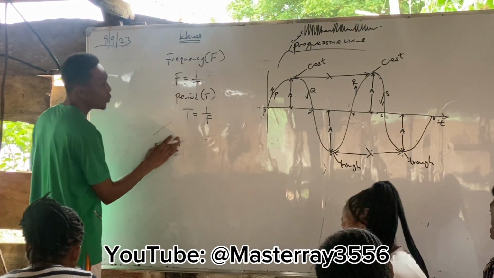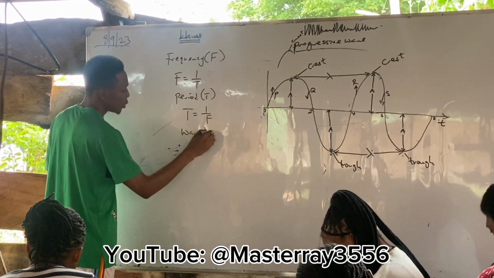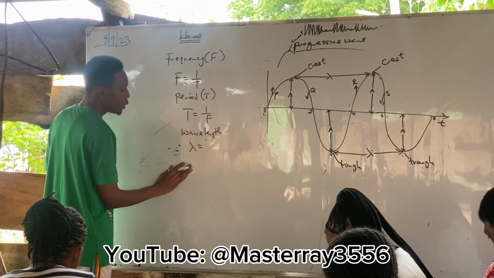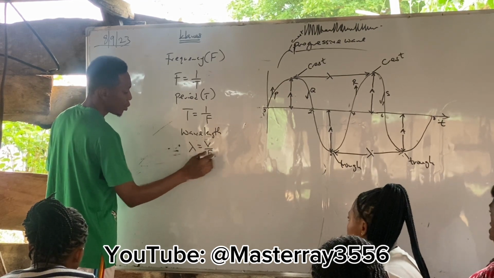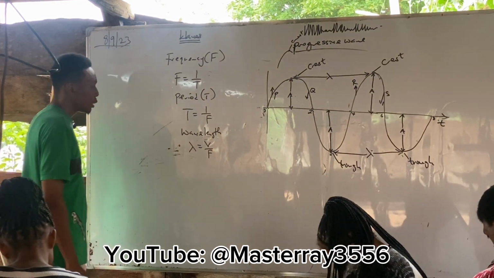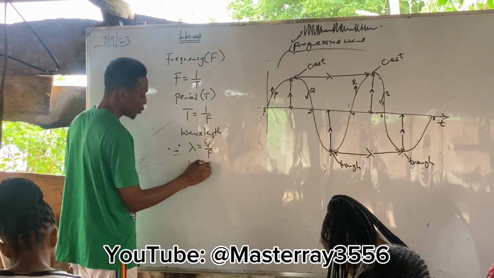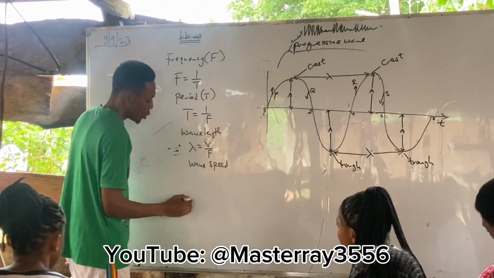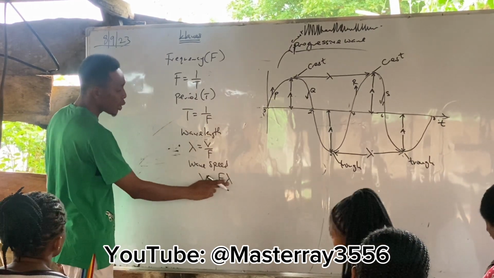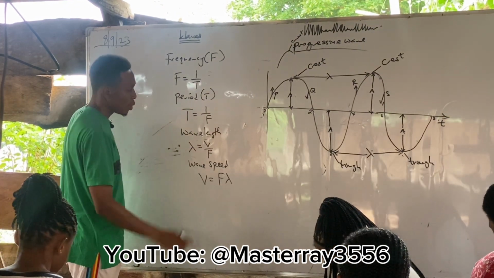Then we also have the formula for wavelength. Your wavelength, which is lambda, is equal to V over F. Then that of your wave speed: V equals F lambda. If you make your lambda the subject of the formula, you are going to arrive at this, is it not? Yes. Alright.